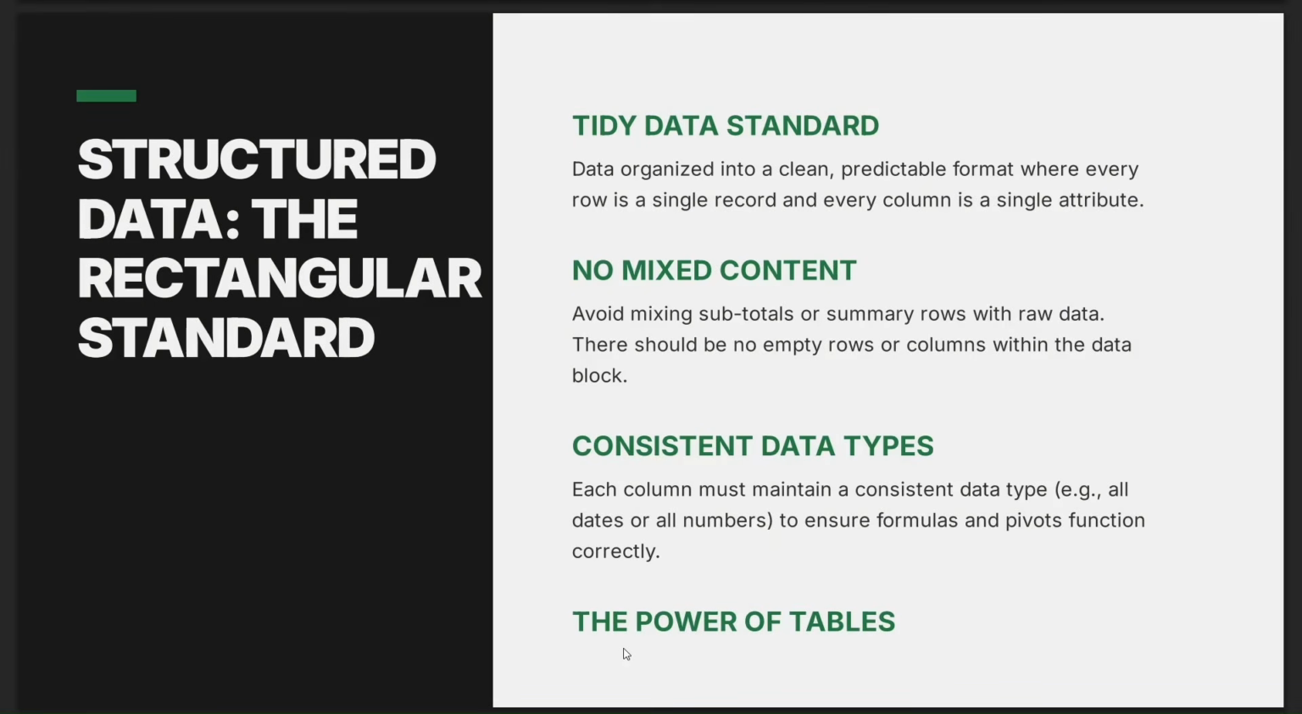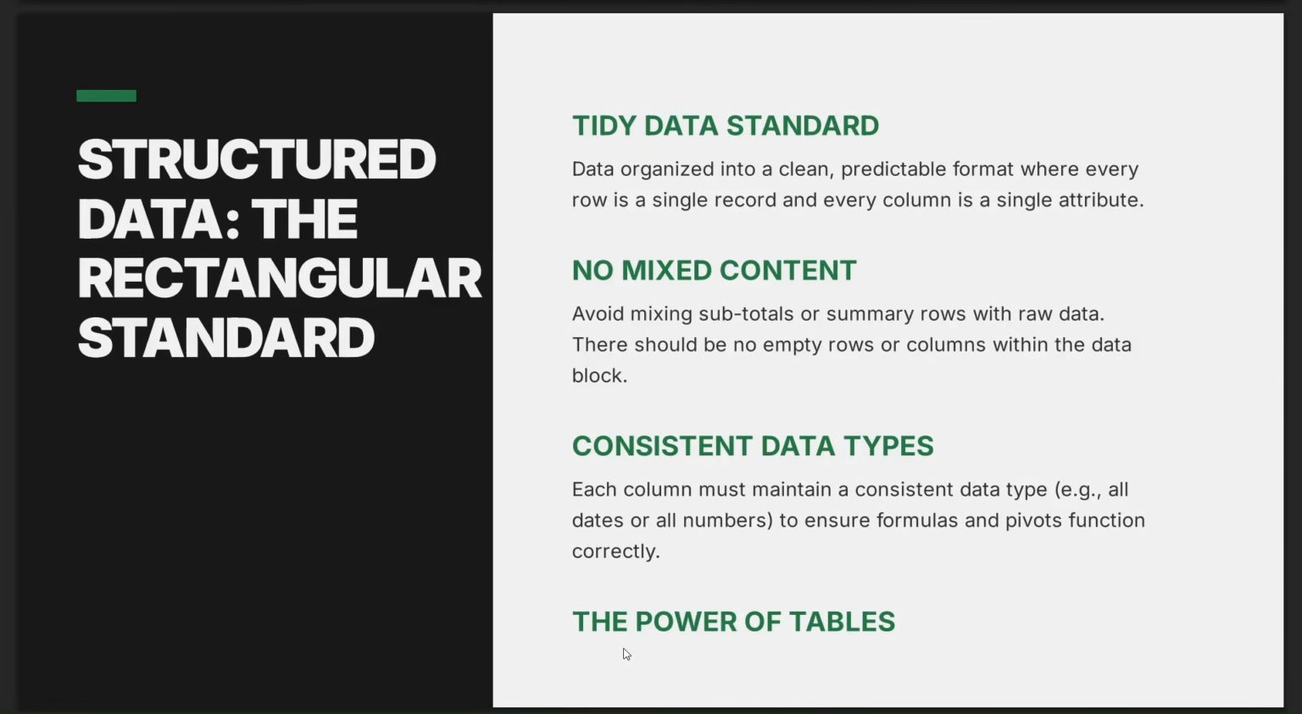Structuring our data. We have different types of structures in our data. There's the tidy data standard. Essentially, data is organized in a clean, predictable format where every row is a single record. So you don't have continuous content inside a single row. And every column is a single attribute. Sometimes you might have things merged into a row, and there might be a couple of things instead of one. You will always want to ensure that there's a single record in one row and every column has a single attribute, so one to one.